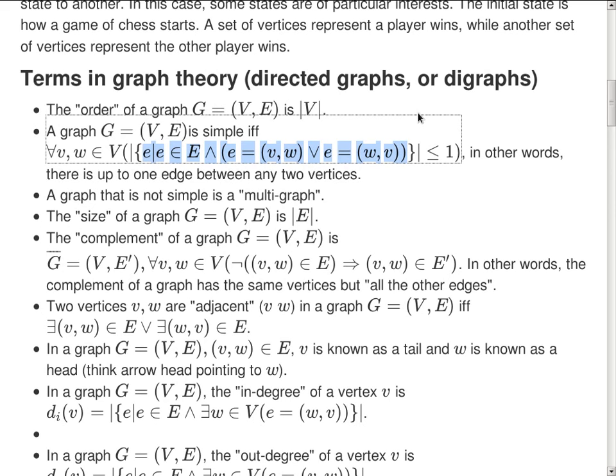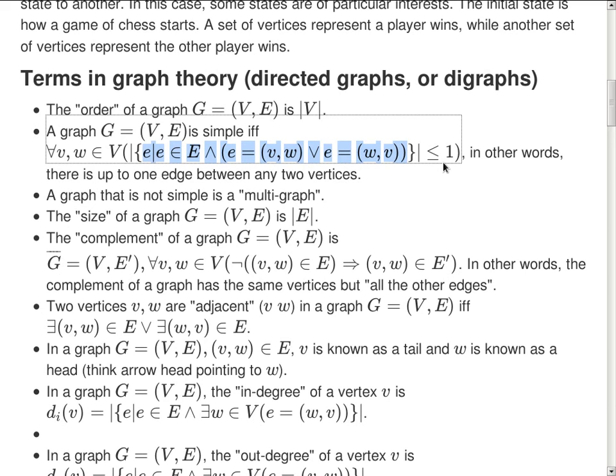So this only applies to a directed graph, obviously, because if the graph is not directed, then we will not see two tuples representing edges. So now we are looking at the cardinality of this particular set, and we want this set to be less than or equal to 1. What does that mean?